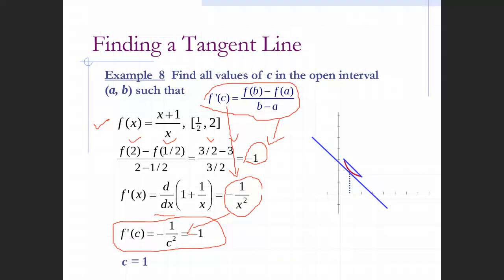So this is the value of c where the derivative of the tangent line at that point, point 1, 1, is a point between a and b where the derivative at point 1 is parallel to the derivative of a secant line.